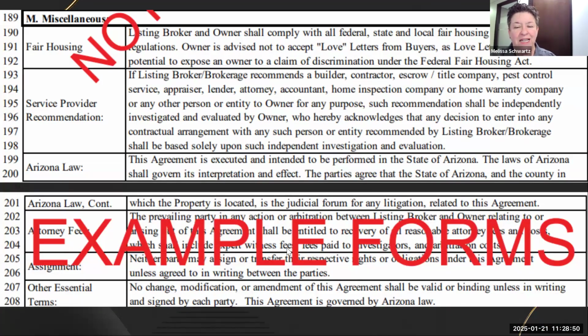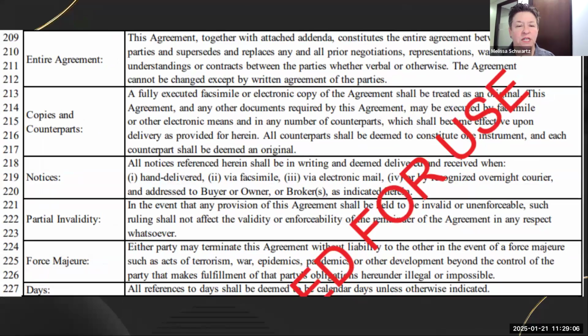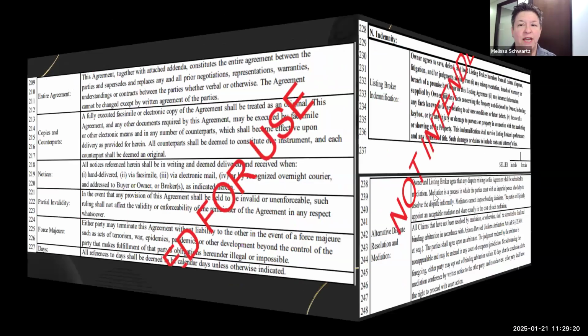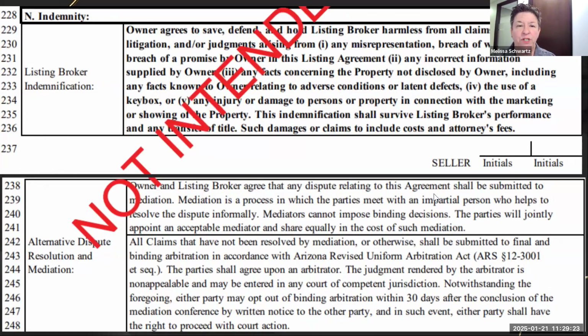Prevailing party attorney fees, assignment, neither party may assign or transfer unless agreed to in writing between the parties. There is no assignment of these, right? So they're making that very clear. All governed by Arizona law, very similar. This is the entire agreement. Copies and counterparts, notices. If one part is invalid, the rest is not. So days are counted the same way for our AAR contracts, calendar days. So that is the same way we do it here.